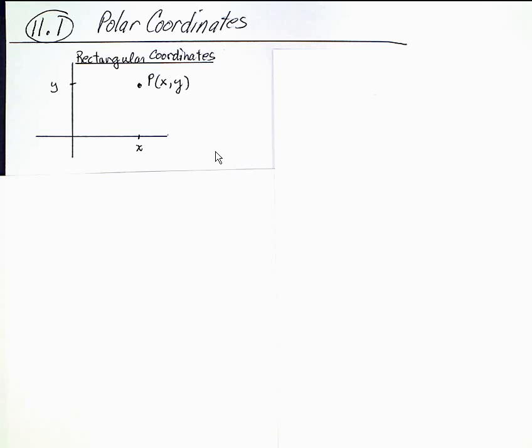Today we're going to learn how to write something in polar coordinates. You're used to finding a point P in what's called rectangular coordinates, where we start at the origin, move over X amount, up Y amount, and the rectangular coordinates are the point X, Y. Today we're going to learn how to get to that exact same point using polar coordinates.